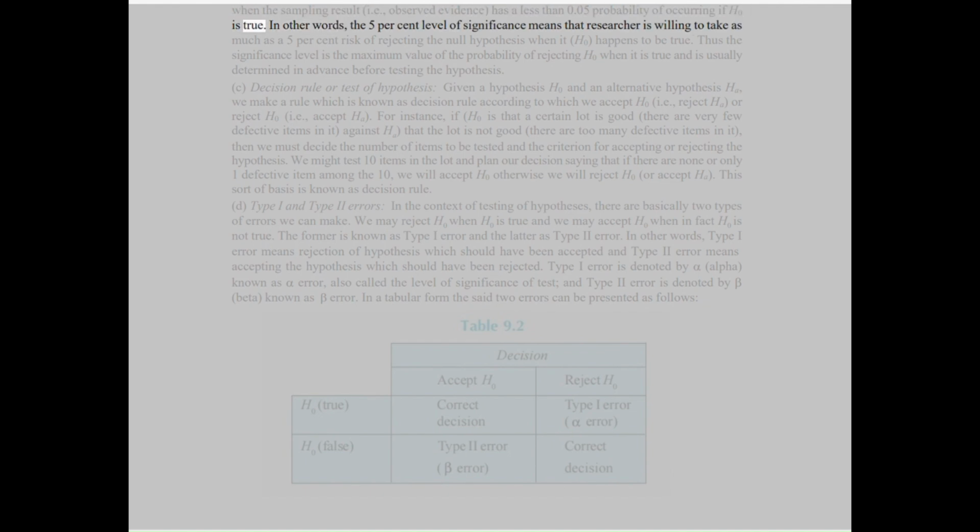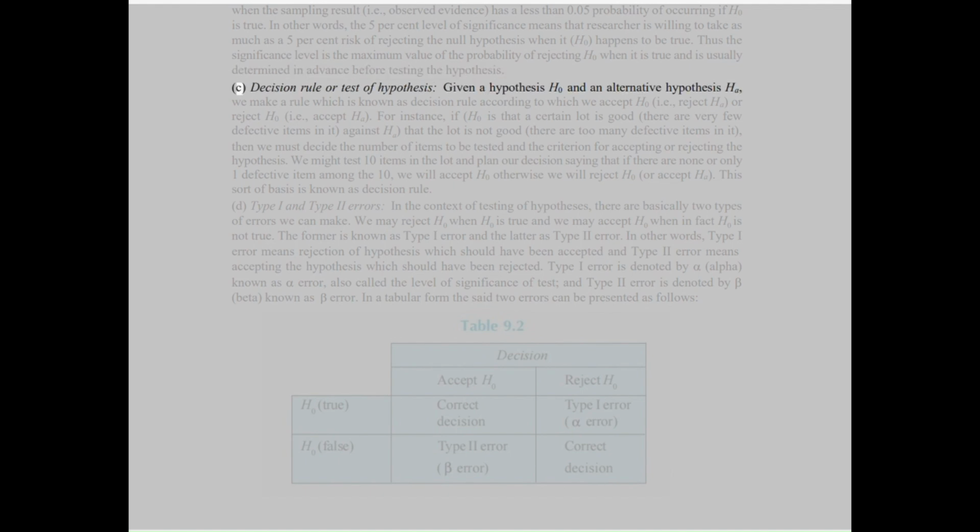is true. In other words, the 5% level of significance means that the researcher is willing to take as much as a 5% risk of rejecting the null hypothesis when it, H0, happens to be true. Thus, the significance level is the maximum value of the probability of rejecting H0 when it is true and is usually determined in advance before testing the hypothesis.